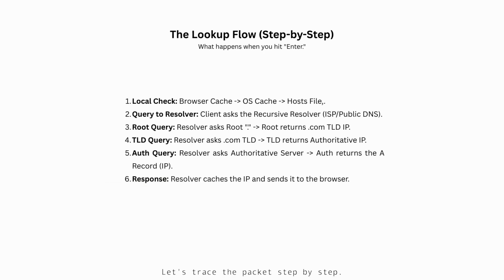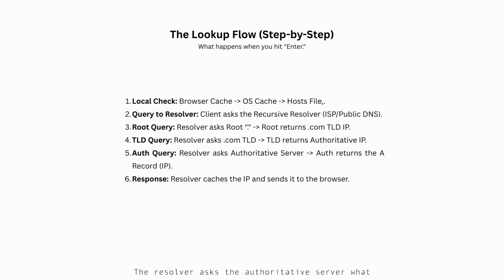Let's trace the packet step by step. You type example.com and hit enter. First, the browser checks its cache, then the OS checks its cache, and then the hosts file. If all are empty, it sends a query to your recursive resolver, maybe your ISP or a public DNS like 8.8.8.8. The resolver doesn't know either, so it asks the root server where is .com. The root returns the IP of the .com TLD server. The resolver asks the .com TLD server, where is example.com. The TLD returns the IP of the authoritative server.